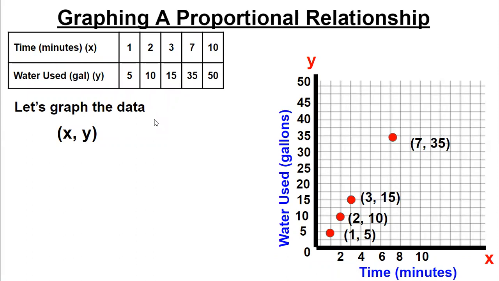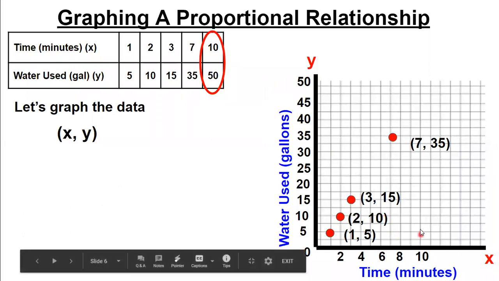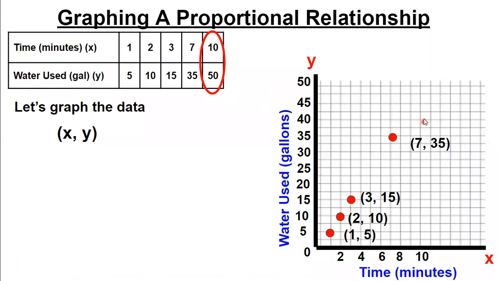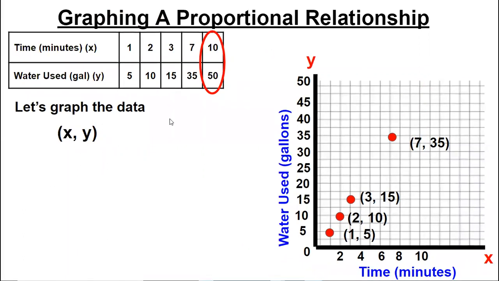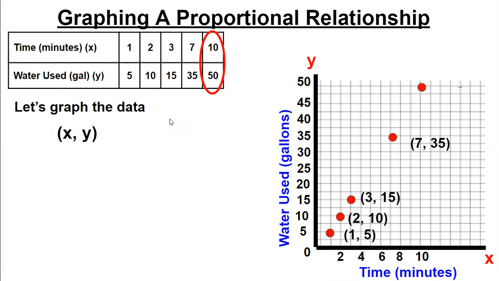And one more point, 10, 50. So I'm going to find 10 on my X value and rise all the way up to 50 and put my dot right there. 10, 50. There we are. And now the fun part, I get to connect the dots. Yay! There we are, connecting the dots. That is the graph of our proportional relationship of time to gallons used.